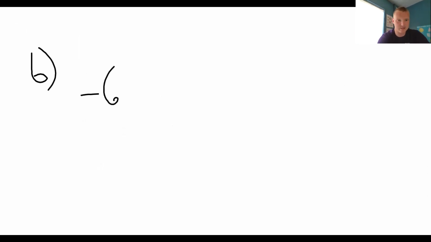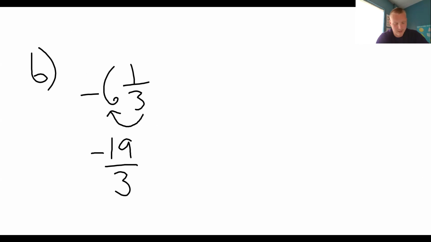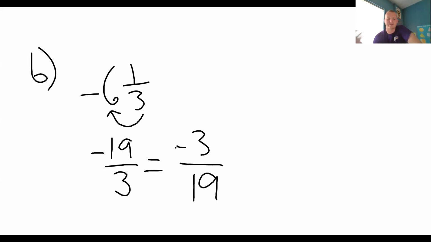So negative 6 1/3. First off, let's figure out what the improper fraction would be. So 3 times 6 is 18. And then 18 plus 1 is going to be 19. So 19 over 3, and it is negative. And then from there, what is going to be our reciprocal of negative 19 over 3, Madeline? Yeah, negative 3 over 19. Yep. And so if we were to multiply those out, it would still equal 1.